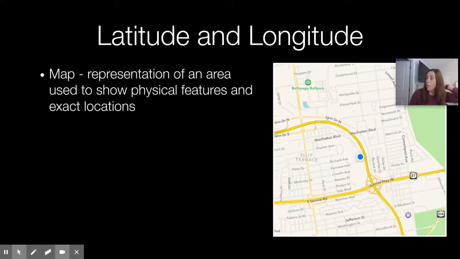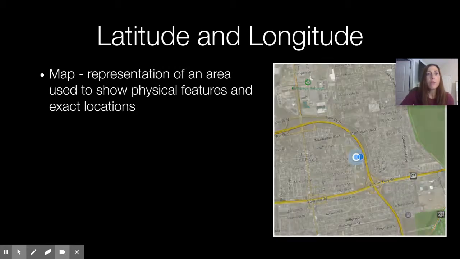And our intentional learning objective for today is that you will be able to read and interpret different types of maps and different types of map projections. So we'll keep that in mind as we go. Remember that a map is a representation of an area, and it's used to show physical features and exact locations.